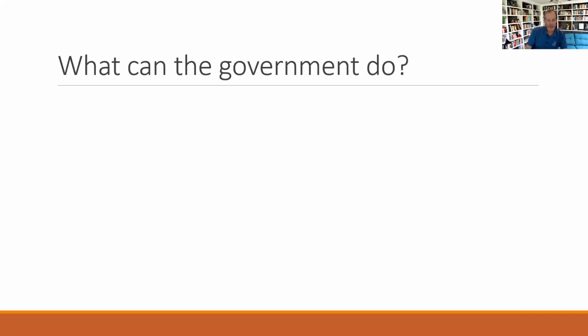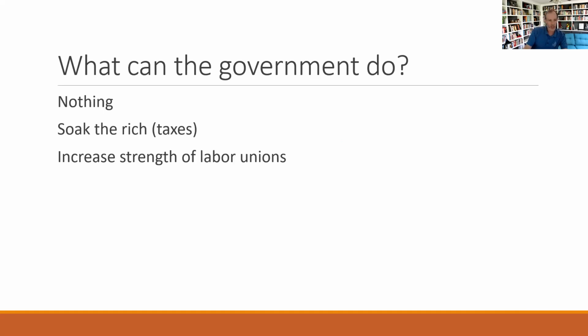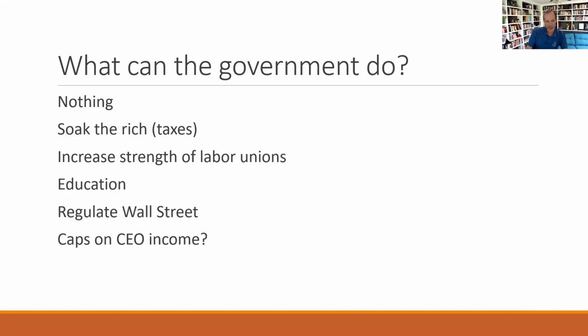So what can the government do? It can do nothing. It does a lot of nothing. It could soak the rich with more taxes. We can increase the strength of labor unions. We could make education cheaper, regulate Wall Street, perhaps put caps on CEO income. Now, most of these ideas are Democratic or liberal ideas, across the political spectrum. Biden, on his platform, would probably want to do some of these things. He would probably not say we should cap the income of CEOs, but would want to make education cheaper. Generally, Democrats are for lowering income inequality.